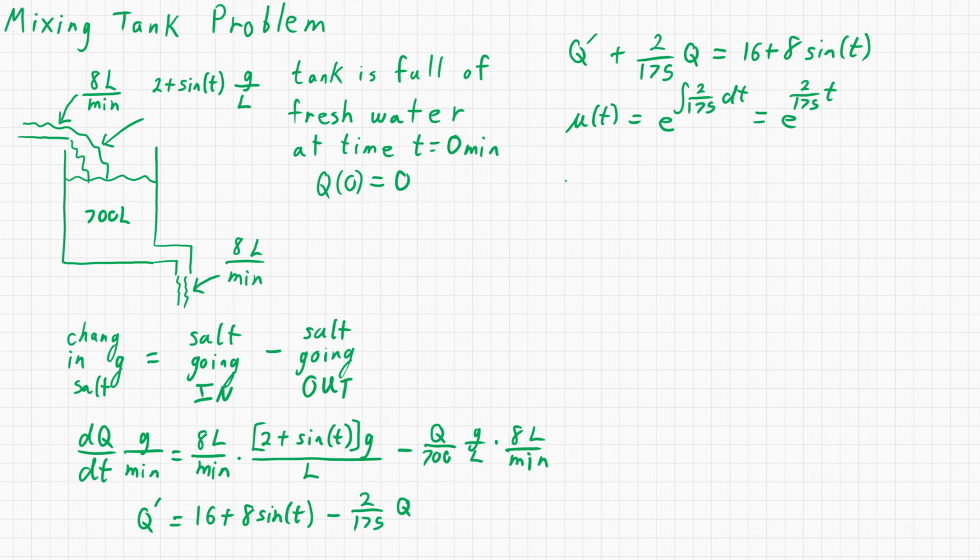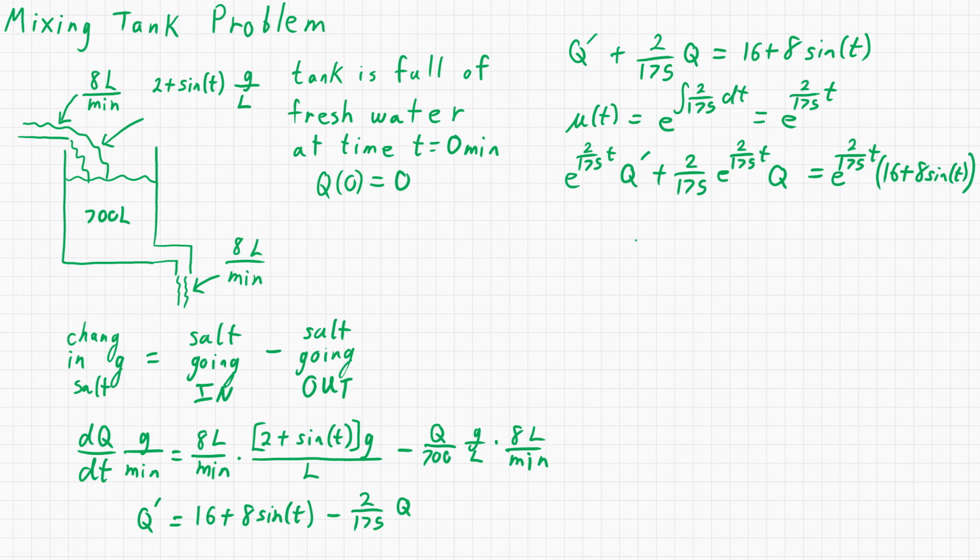Right, multiply the whole equation. So we get e to the 2 over 175 t times Q prime plus 2 over 175 e to the 2 over 175 t times Q equals e to the 2 over 175 t times 16 plus 8 sine of t.